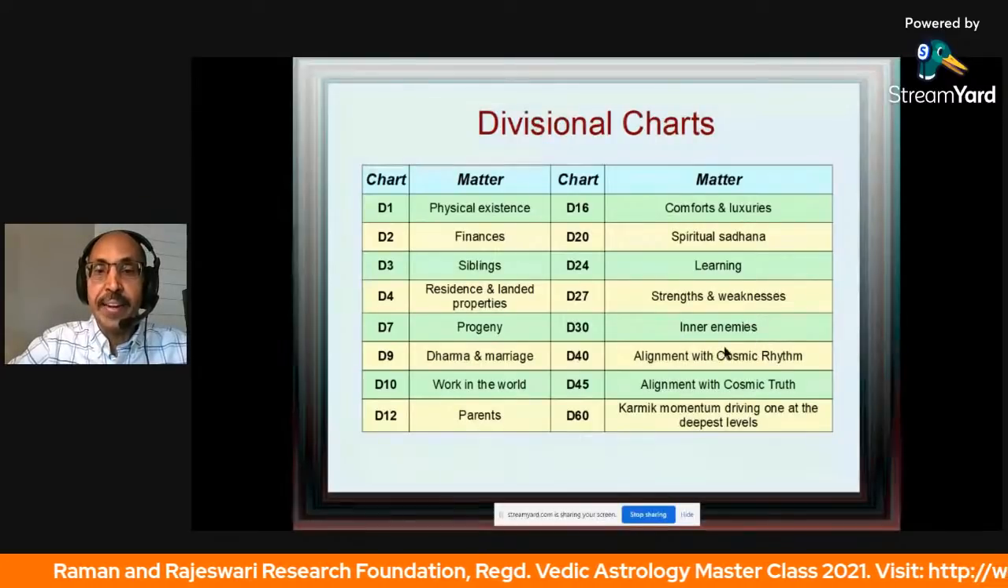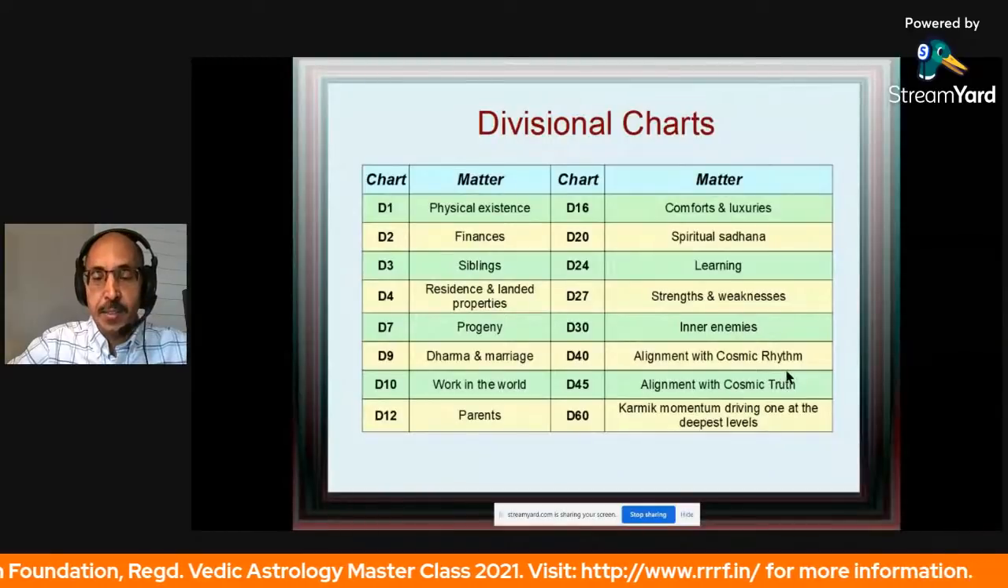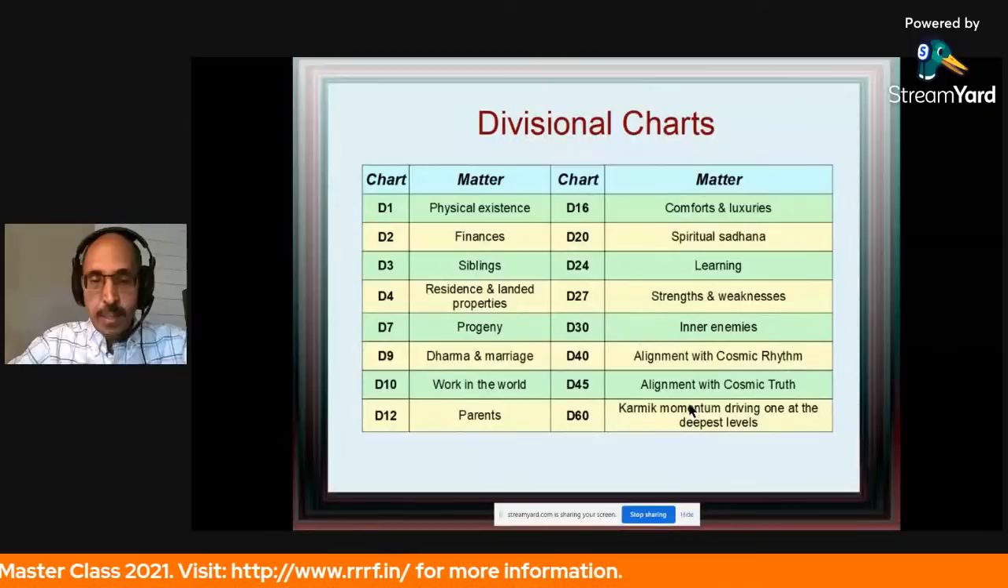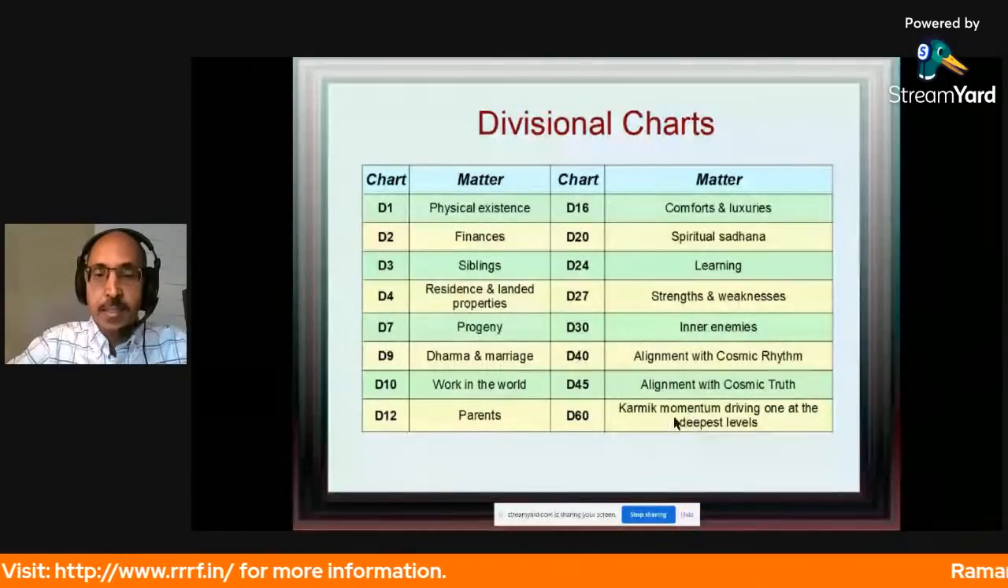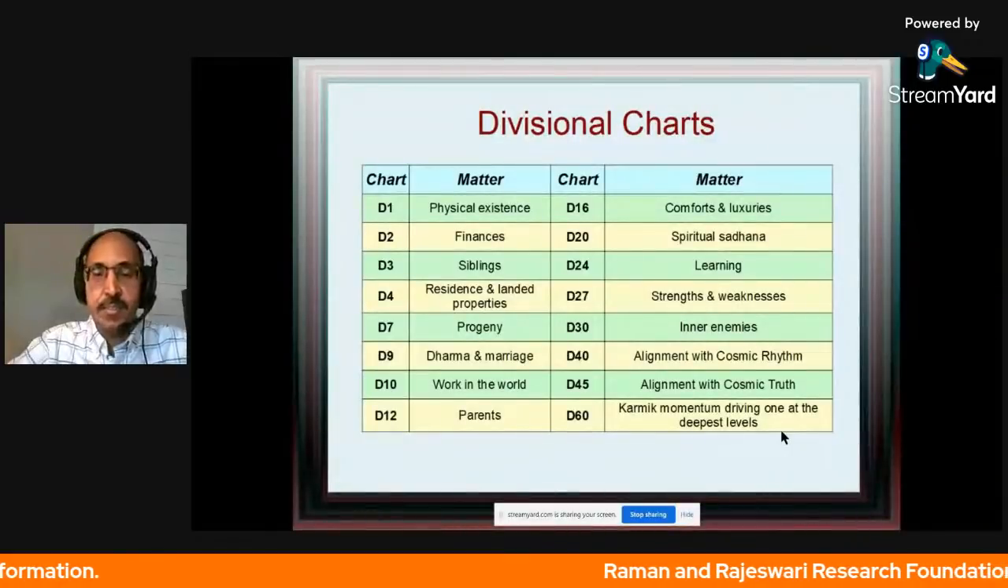And D30 is fighting the inner enemies. D40 is alignment with the cosmic rhythm, and D45 is alignment with the cosmic truth. And finally, D60 is karmic momentum driving one at the deepest levels of one's existence.